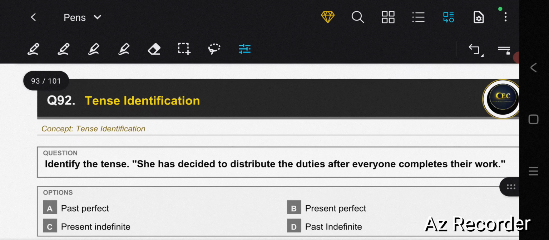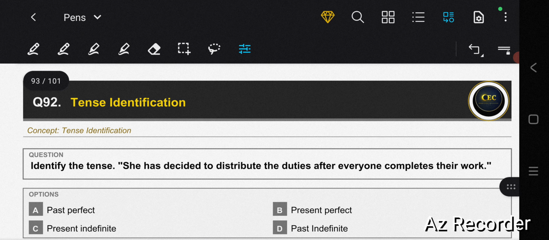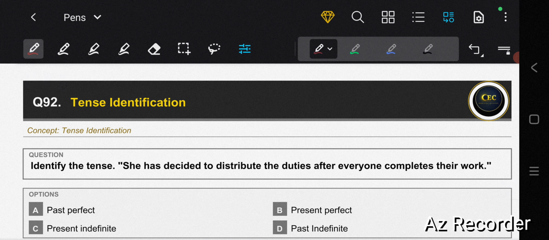Question number, no, that is 92. Once again, the identification of tense. "She has decided to distribute the deliveries after everyone completes their work." So what are the tenses here? "Has decided to distribute." How many verbs are here? We count over here. "Completes". Almost 4 verbs are here in the sentence. One is an infinitive, but only 1 or 2 verbs would be enough to find out the tense.